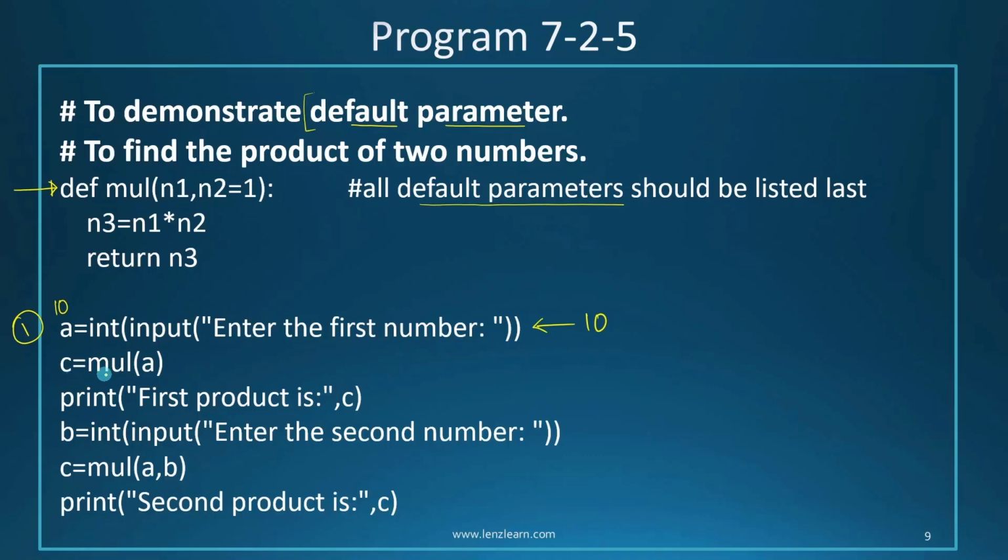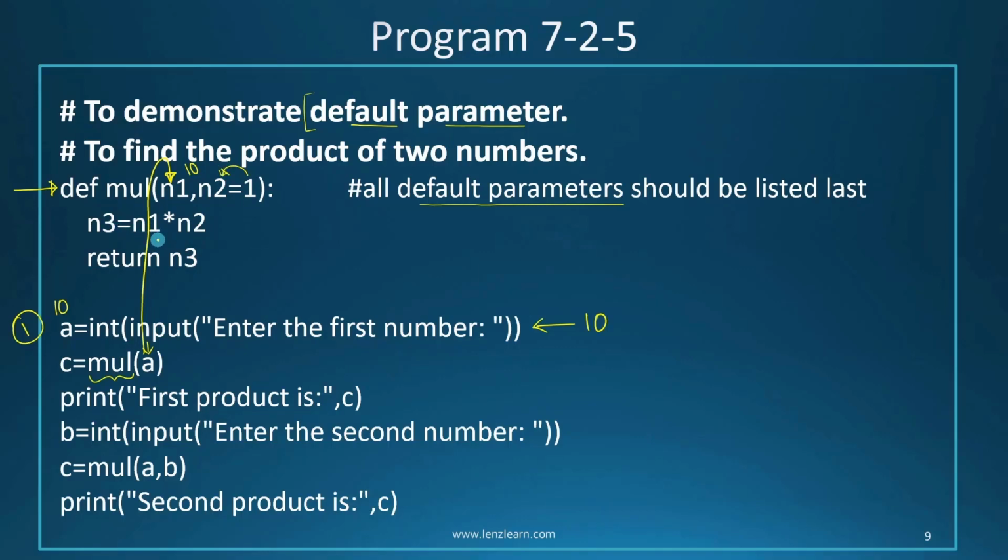So here you can see I'm calling the function mul, which is defined over here, with a single value a. So the value of a will be copied to the first parameter available inside the function definition. N1 receives value 10. But what about N2? You can see there is no second argument passed so that N2 can receive a value. In that case, N2 will work with the default value.